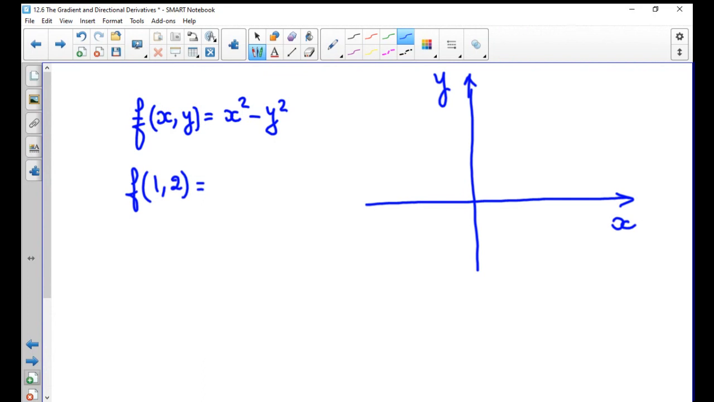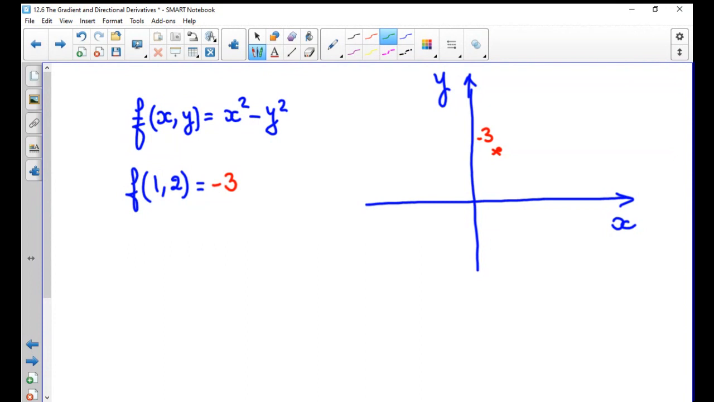What will be its value at the point (1, 2)? The point (1, 2), which is somewhere here. What is the value of this function? Minus 3, very good. Okay. So its value is actually minus 3 here. At this point, the value of the function is minus 3.